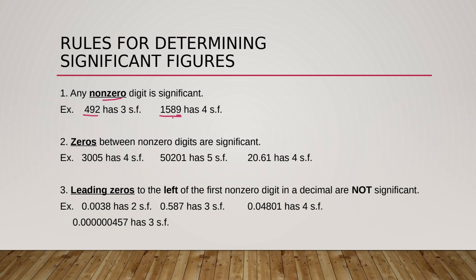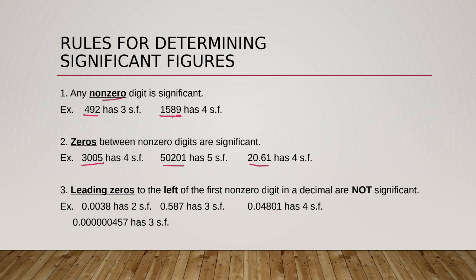Zeros between non-zero digits are significant. So here's an example. 3,005, we count all of those. We say that they have 4 significant figures. 50,201, everything counts, 5 sig figs. 20.61, everything counts, 4 significant figures.